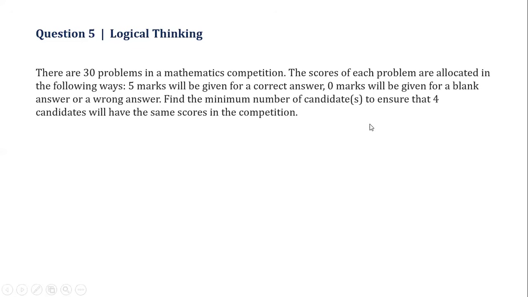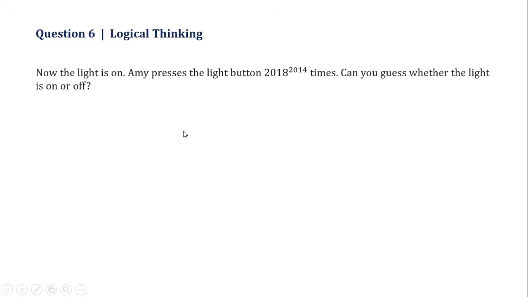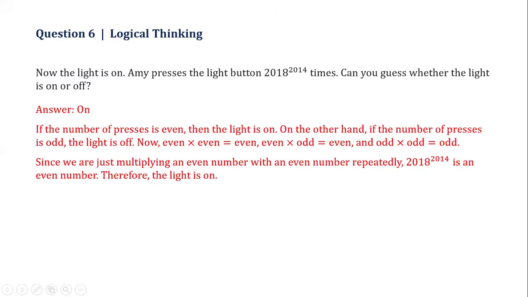Okay, so next question. Now the light is on. Amy presses the light button 2018 to the power of 2014 times. Can you guess whether the light is on or off? So the only thing we need to know here is whether the number is even or odd.